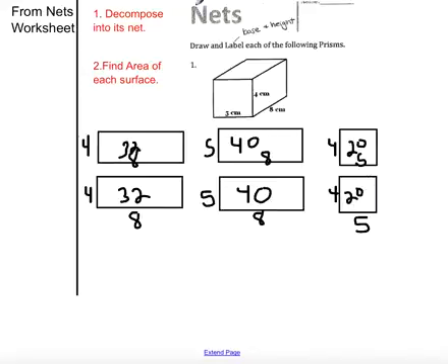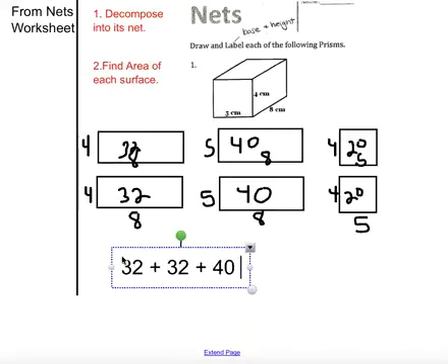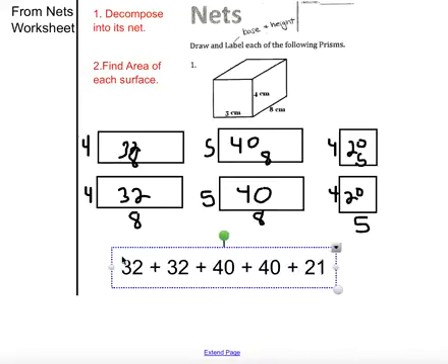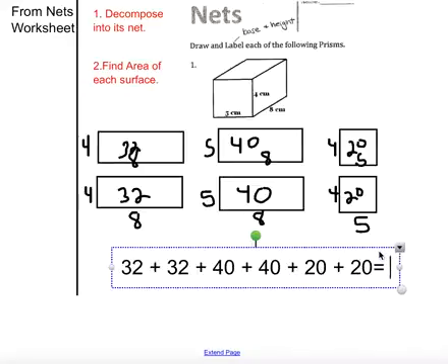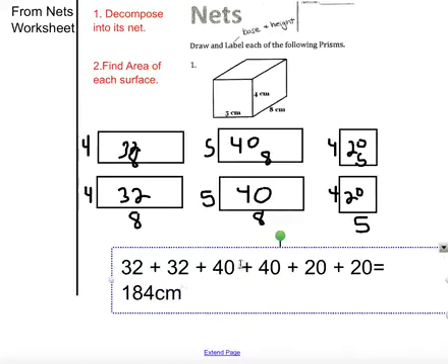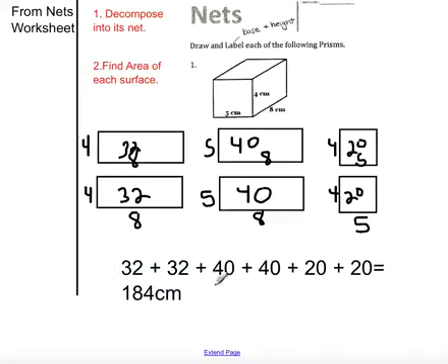So then we take and we add each of those up. So we take 32 plus 32 plus 40 plus 40 plus 20 plus 20, which gives me, well, that would be 40 and 40 is 80, and 20 is 100, and 120, and 164, so 184. And we look at our units and it's centimeters, and then we need to square that. So we have the surface area of this whole thing is 184 centimeters squared.